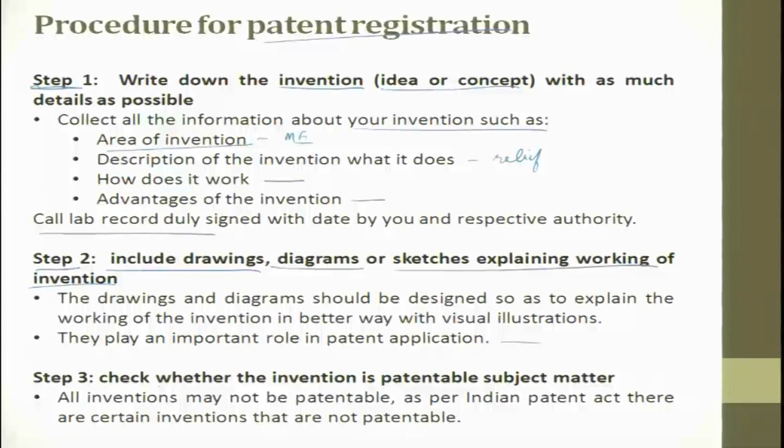Then step 3 is to check whether the invention is patentable subject matter. All inventions may not be patentable, and interestingly, if you do not patent an idea and you still use that idea for producing a part, you still own the rights for that particular product. For example, Pepsi has not patented their formula for making cool drinks. Why? Because once you make a patent, you hold rights for 25 years or 30 years depending upon the country, and afterwards it becomes public domain.